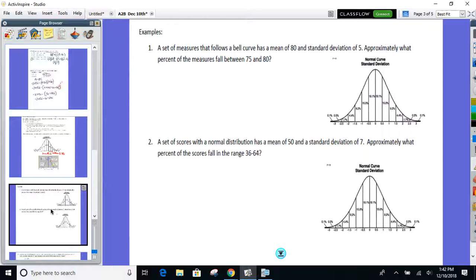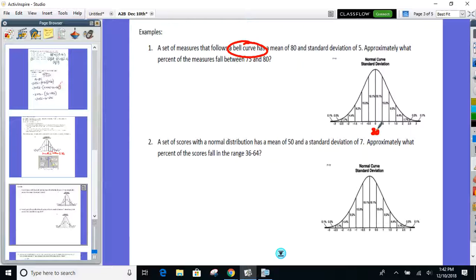Okay. A set of measures that follows a bell curve. Stop right there, everybody. This normal curve is also known as a bell curve. So this telling me it represents a bell curve tells me, hey, use these percents in the chart right now. A mean of 80. Where's the 80 go? At 0. So everyone, where you see the 0, just right below it, write the number 80. That's my mean.